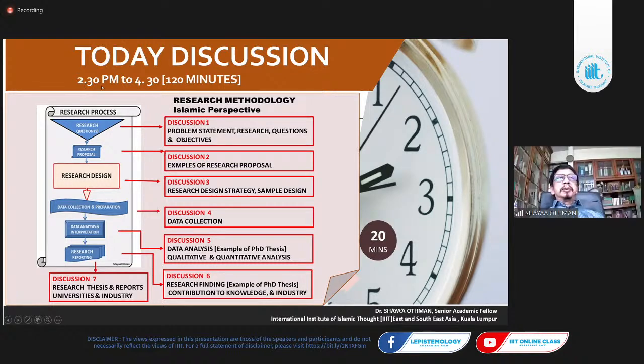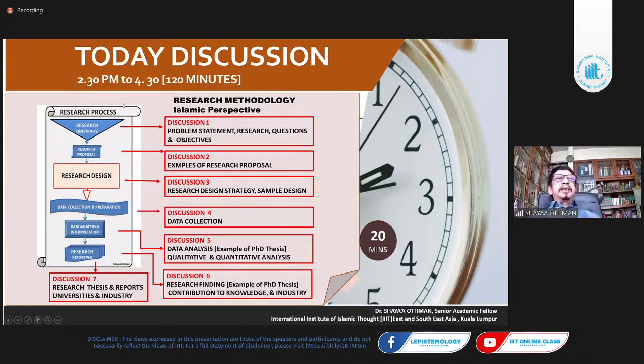For this session, 2:30 to 4:30, we try to discuss seven topics: problem statement, research questions, objective, example of research proposal, research design, strategy and sample design, data collection, and of course, example PhD thesis. We focus on the PhD thesis, qualitative and quantitative analysis, and example research findings. And perhaps last, how research thesis could be used in industry and universities.